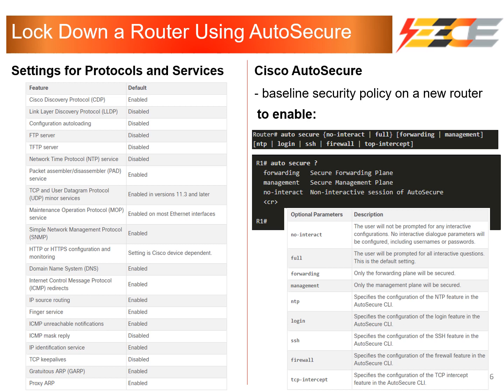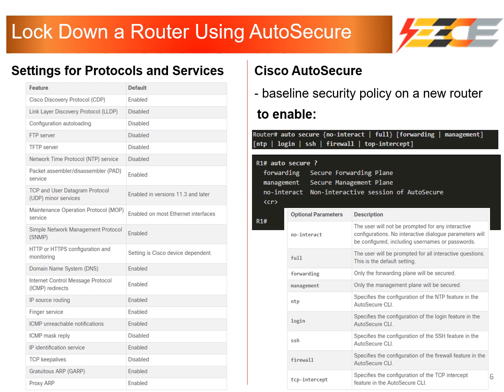CDP should be enabled, LLDP should be disabled, configuration autoloading disabled, FTP server disabled, TFTP server disabled, NTP service disabled, packet assembler and disassembler service enabled, TCP and User Datagram Protocol minor services enabled in version 11.3 and later, and so on and so forth.